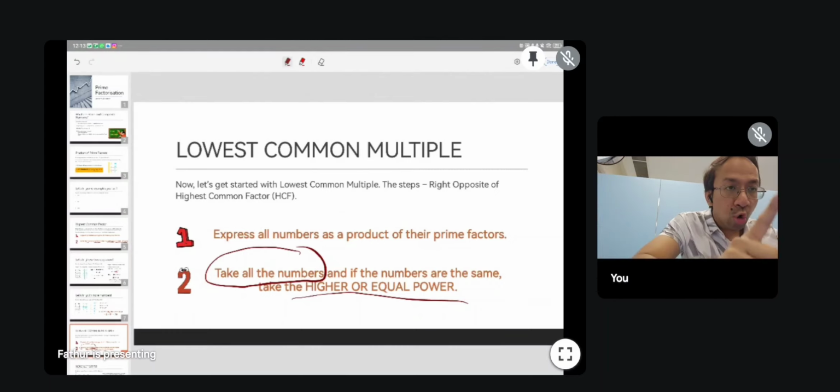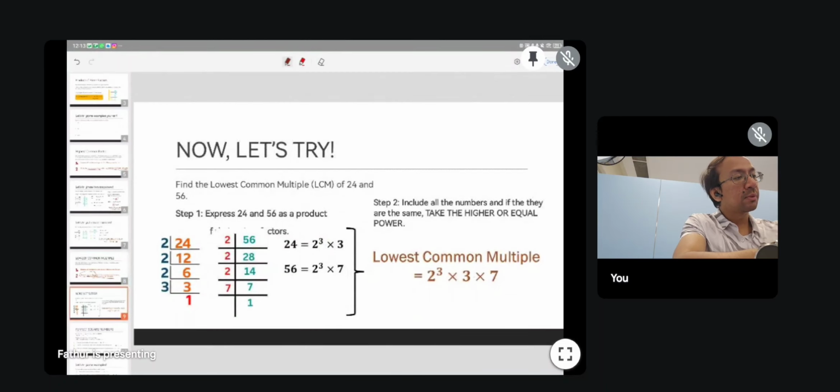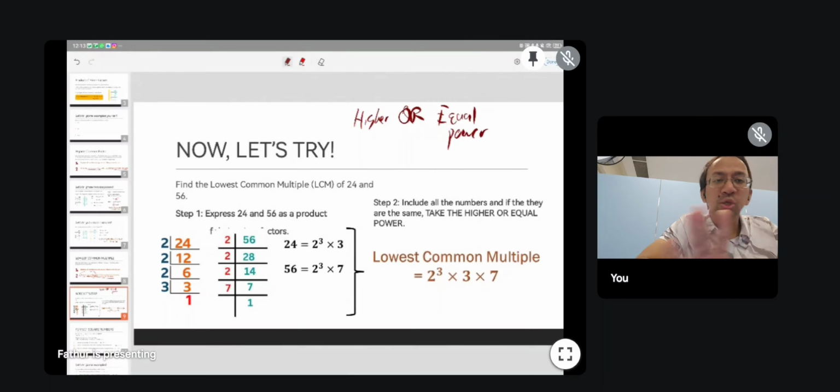Highest common factor, lower or equal power. Lowest common multiple, higher or equal power. It's terbalik, the other way, opposite. Okay, so now let's try. Remember, lowest common multiple means higher or equal power. All right, the first step is always simple. Express all numbers as a product of their prime factors first.